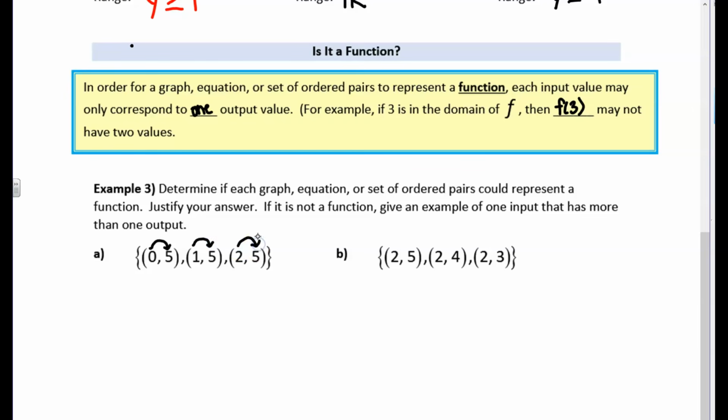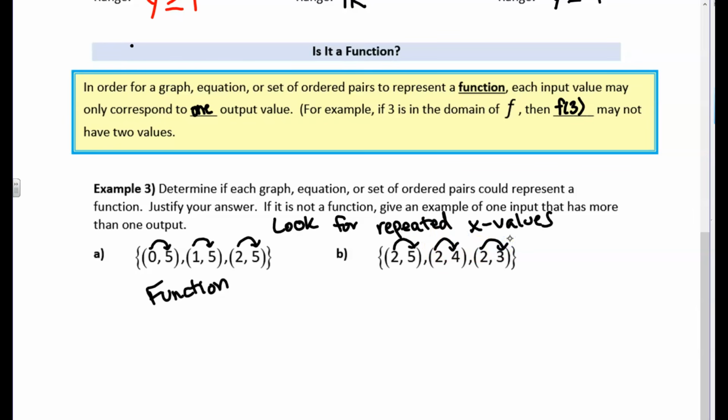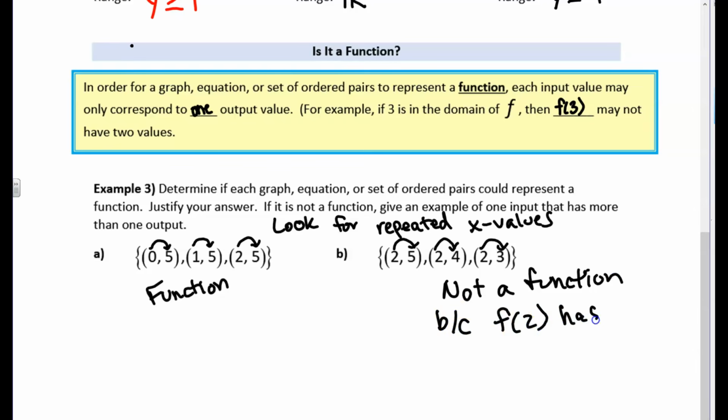So here, I've got 3 separate x values. 0 maps to 5, 1 maps to 5, 2 maps to 5. There isn't a second 0 in this list, so this guy is a function, okay? Because you're going to look for repeated x values. Whereas here, 2 maps to 5, 2 maps to 4, and 2 maps to 3, 2 is mapping to all kinds of things. This guy is not a function, because f of 2 has multiple values.